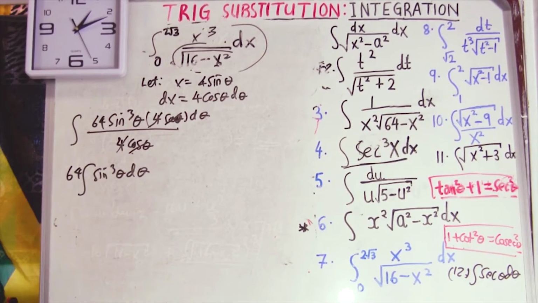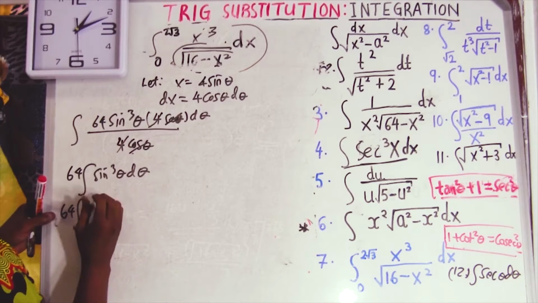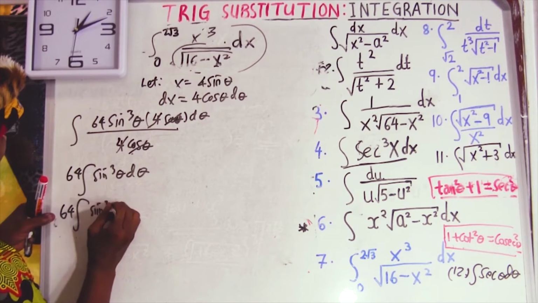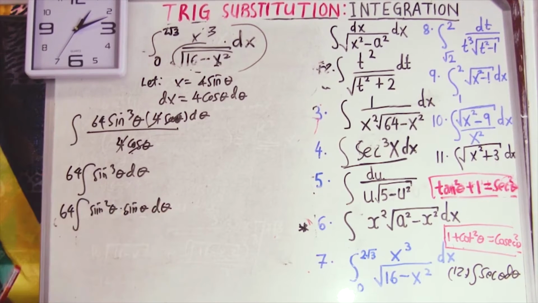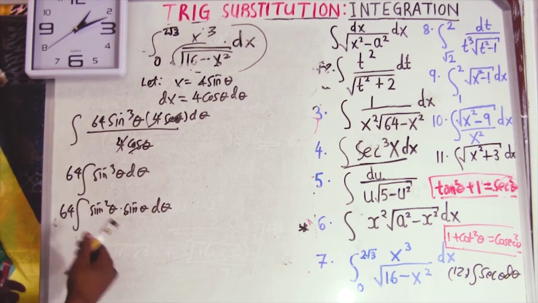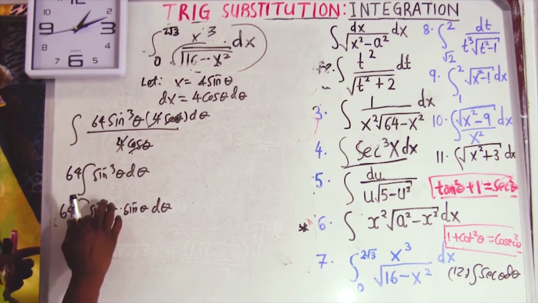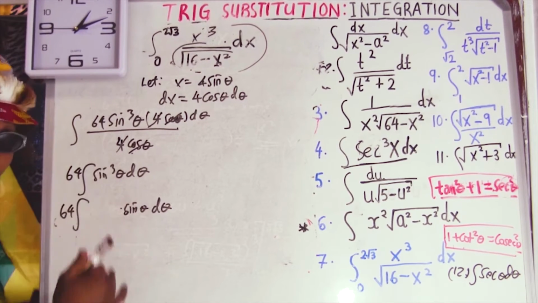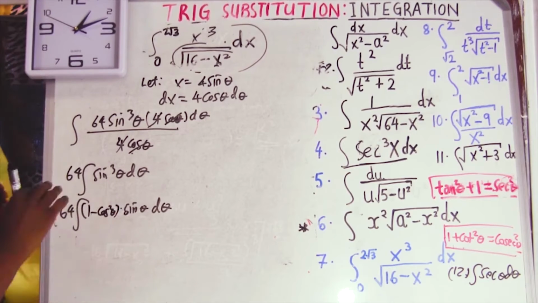I can separate this, so I'm going to do that. Let me say 64, and I can say sine squared, and then another one, sine theta d theta. Okay, now this is going to be 1 minus cos squared for a reason. I'll tell you why I do this. So instead of sine squared, say 1 minus cos squared. Because of my space, but in an exam I show all the steps: 1 minus cos squared.